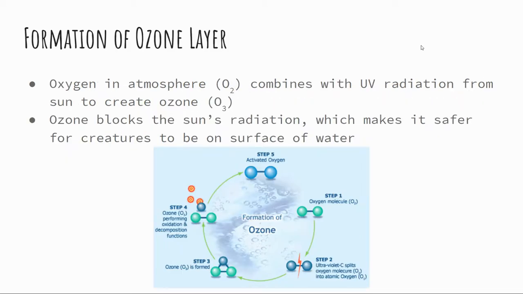This gave way to the formation of the ozone layer. So oxygen in the atmosphere combines with UV radiation from the sun to create ozone, which is O3. The ozone blocks the sun's radiation, which makes it safer for creatures to be on the surface of the water. And as creatures were able to become more protected on the surface of the water, it gave way to creatures moving out of the water onto land.